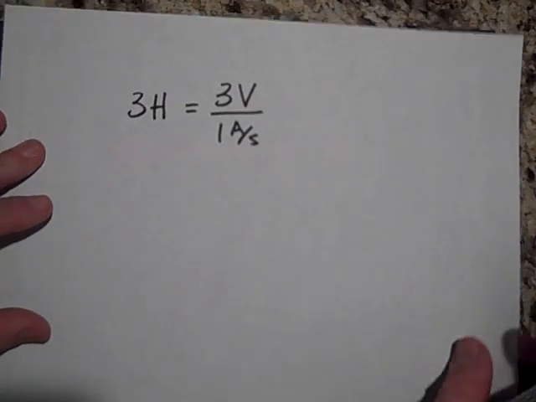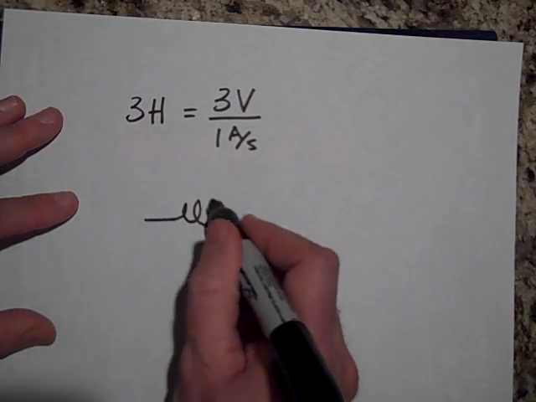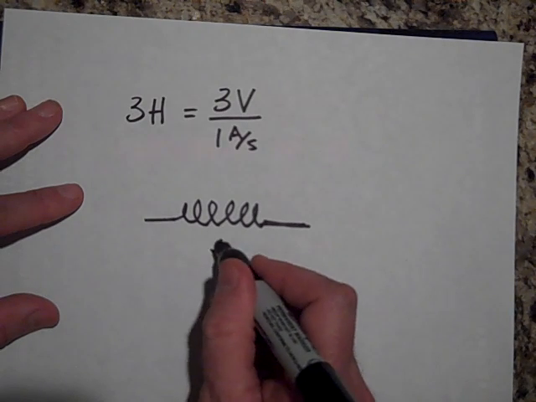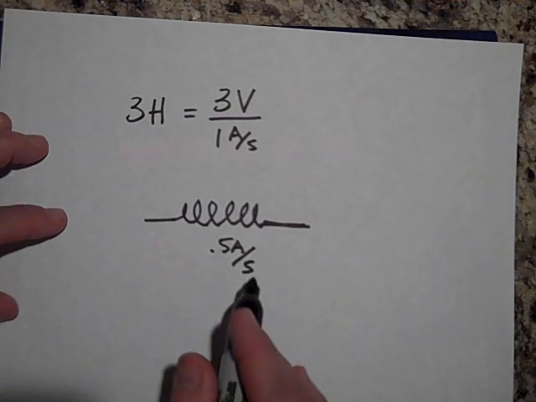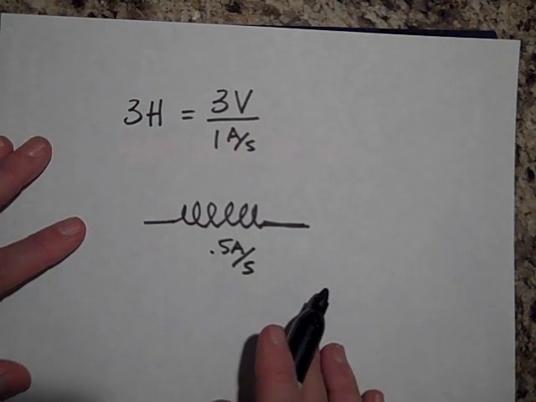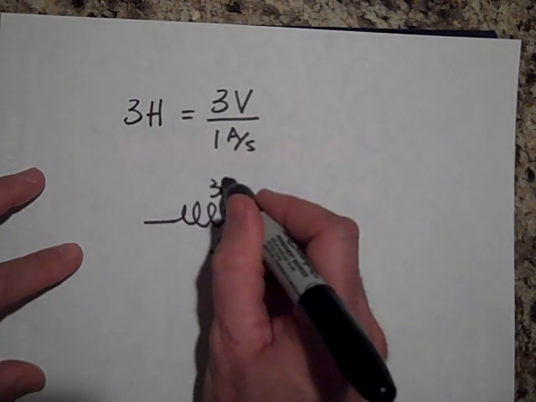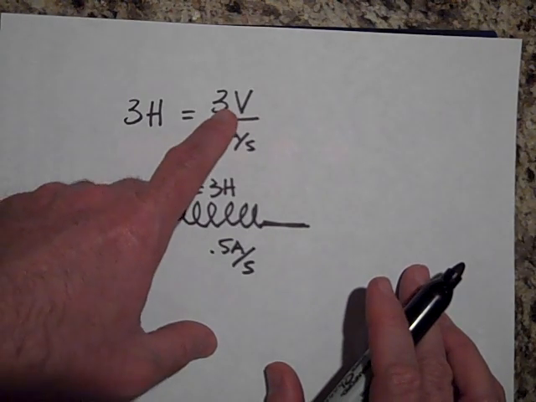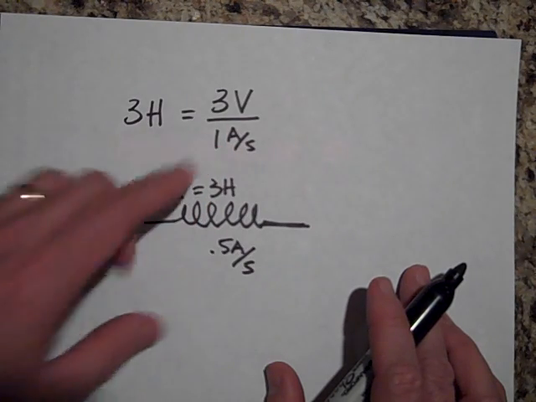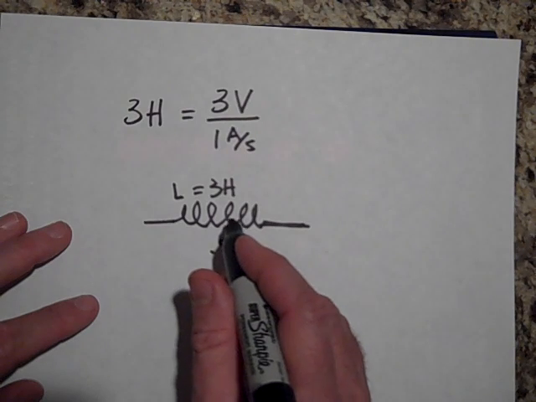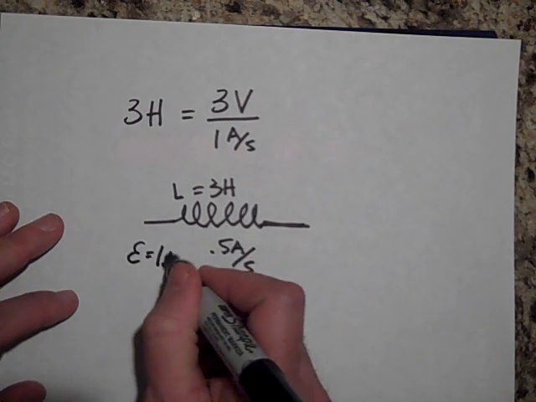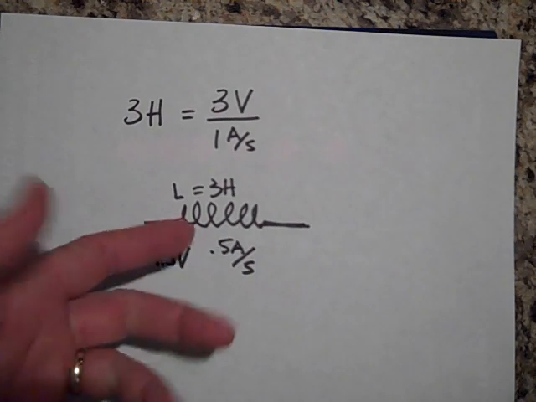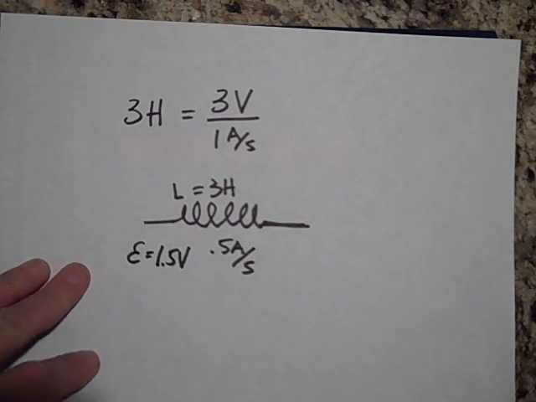Then if the current is not changing, you won't induce any volts. But what if I told you that you have this inductor and the current is changing at a rate of 0.5 amps per second? Well, since this is a 3 Henry inductor, that's what L is equal to, we know that it will induce 3 volts for every 1 amp per second of current change, so it's going to induce 1.5 volts. The EMF that's induced will be 1.5 volts. The direction of it depends on which way the current is moving, and if it's decreasing or increasing.